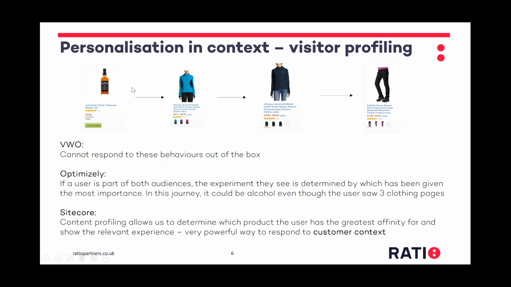So if the person viewed the whiskey page once and then viewed 3 lots of winter clothing, Sitecore is going to be intelligent enough to know that the user's probably more interested in winter clothing, and so that's the personalized experience that should be delivered to the user. So it's a really powerful way to respond to the actual customer context, not just using a predefined rule that if they saw a whiskey page, then they must be very interested in whiskey.